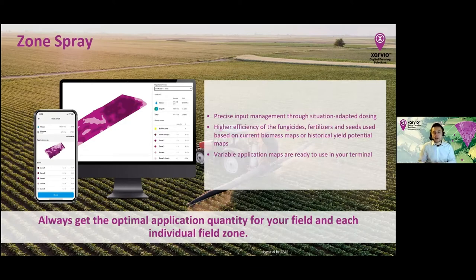So now that Field Manager has separated your field into zones, you can then decide what application rates you want to apply in each field zone, of course, within the legal limits. So for example, for a fungicide application, you can apply a higher rate where your crop has more biomass and more green leaf area. You can create these application maps for seeding, fertilization, and crop protection applications. So you can then upload these maps to your terminal via USB or wirelessly with the My John Deere data link. So this means that with Zone Spray, you can optimize your inputs, putting them exactly where they're needed.